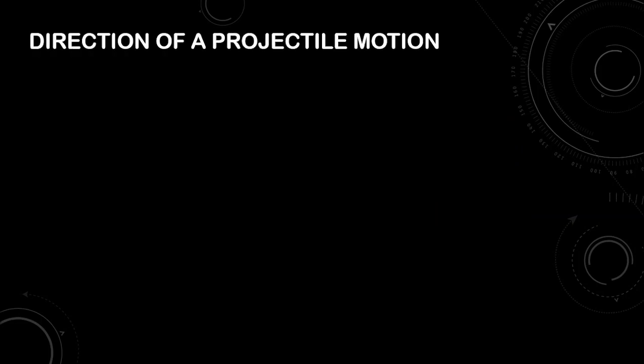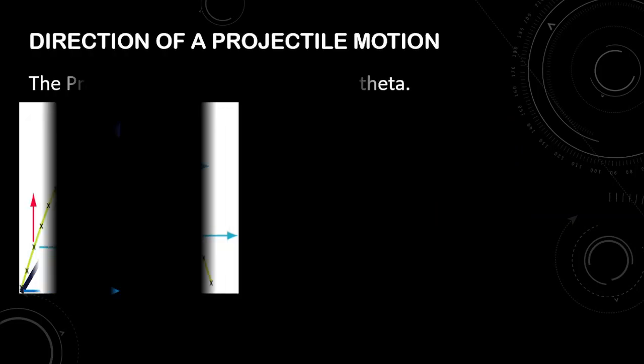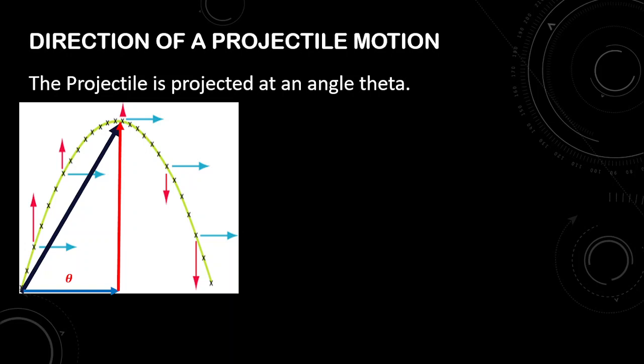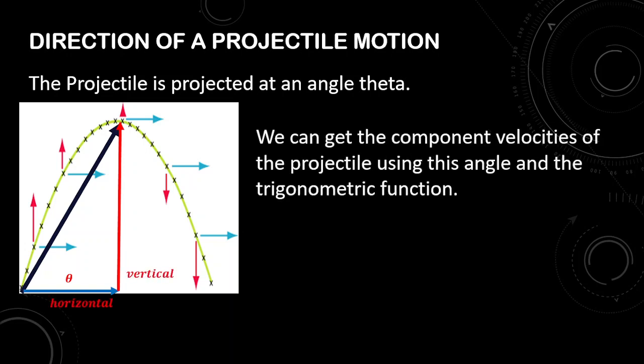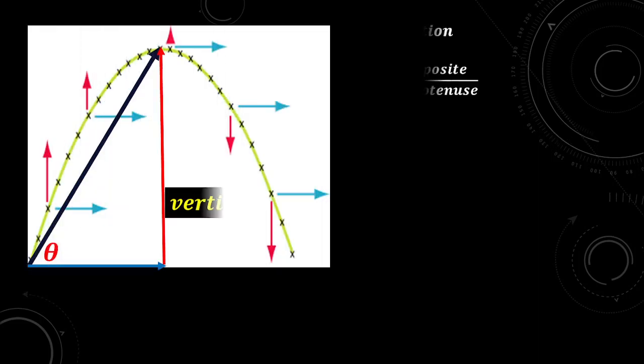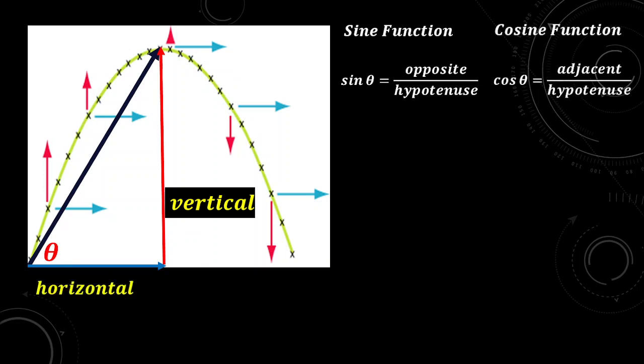Direction of a projectile motion. The projectile is projected at an angle theta. We can get the component velocities of the projectile using this angle and the trigonometric functions. We use the sine function to find the vertical component, while the cosine function is used to find the horizontal component.